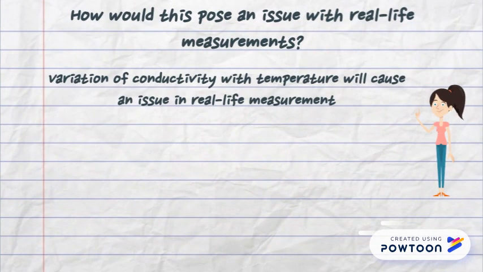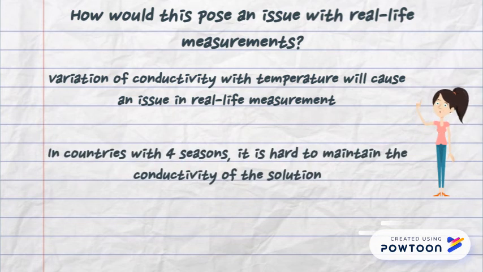The variation of conductivity with temperature will pose an issue in real-life measurement. In countries with 4 seasons, the surrounding temperature varies in different seasons. This will affect the conductivity, hence it's hard to maintain the conductivity of the solution. During the summer, surrounding temperature will be higher, hence the conductivity is higher compared to winter.